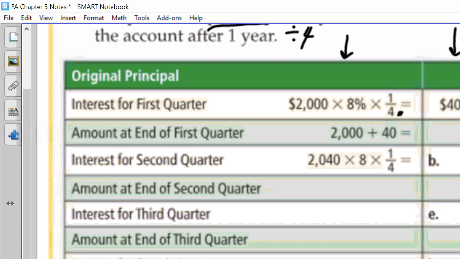All right, so get your calculators ready. We will be calculating these all together. So the first one is done for us. We take the 2,000, we times it by 8%, times it by 1. Do you have to do that times 1 step in your calculator? No. You can just divide by 4 right off the bat. In fact, when I am showing my work, I just put divided by 4 right there. I don't put the 1 over 4. You check that in your calculator, you get $40.